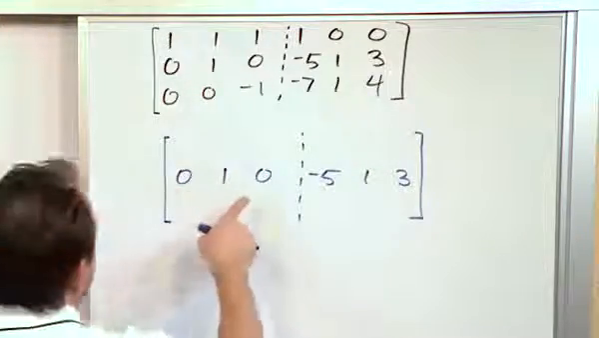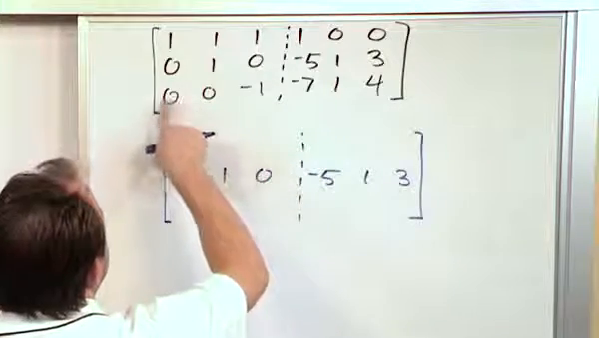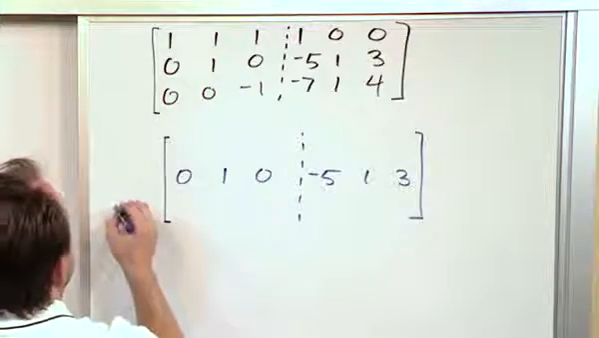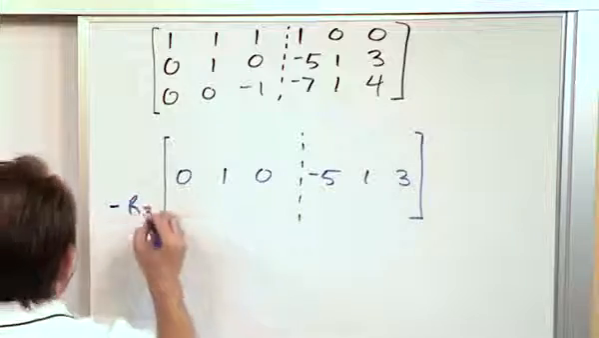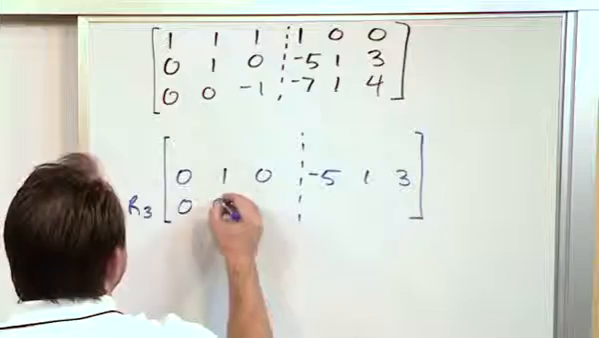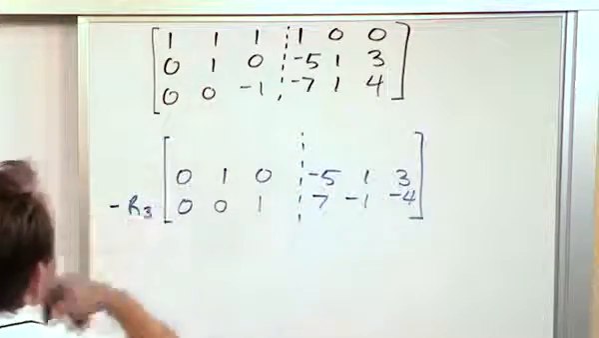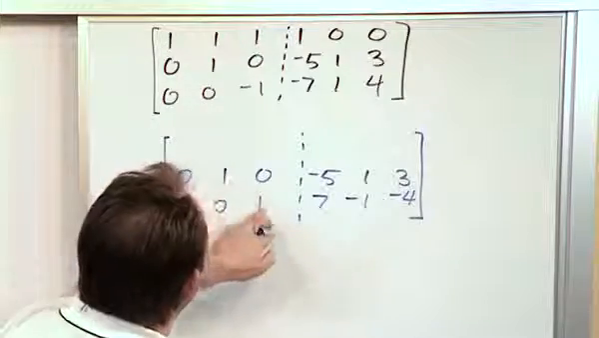But on the bottom row, what I want to do is multiply this by negative R3. All I'm doing is multiplying by a scalar, negative 1 times R3. These stay unchanged. This becomes a 1, this becomes a 7, negative 1, negative 4. So I just multiply the bottom row by negative 1. That gets my nice diagonal elements here.